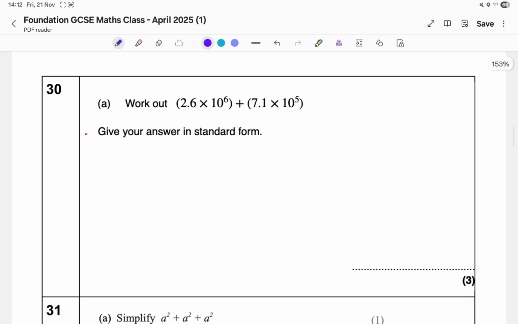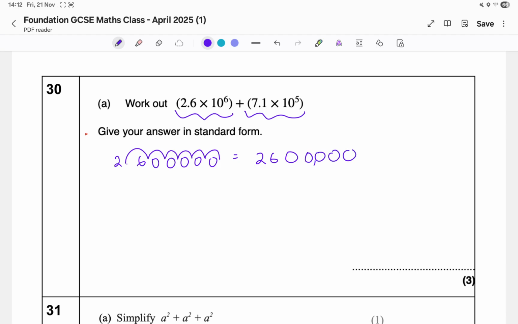Adding and minusing is the same concept. There's two ways you can do it. The first way is you write each of these as their original numbers and you add them and then you put it back into standard form. I'm going to do it that way. So I'm going to write them both as their original numbers. So 2.6 times 10 to the power of 6. So 1, 2, 3, 4, 5, 6. That becomes 2,600,000.